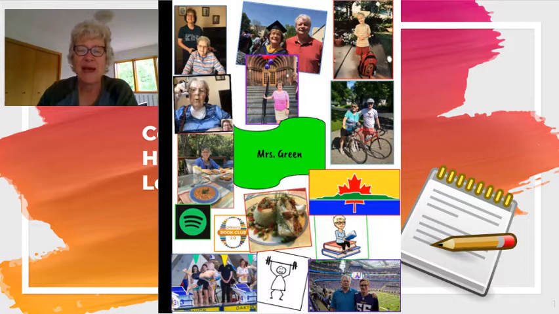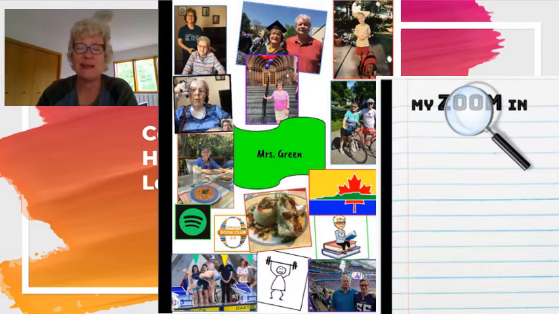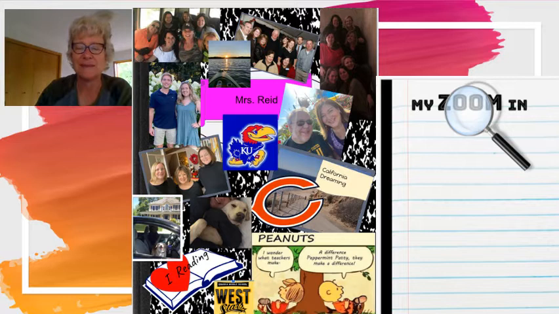As you can see from mine, I have a lot of images of people who are important to me, things I like to do, and other things that I love. And I hope that you did the same thing. So today you are going to do what's called zoom in. You will choose one of the images from your cover and write about it. So let's go to Mrs. Reed and she will explain how to do this.